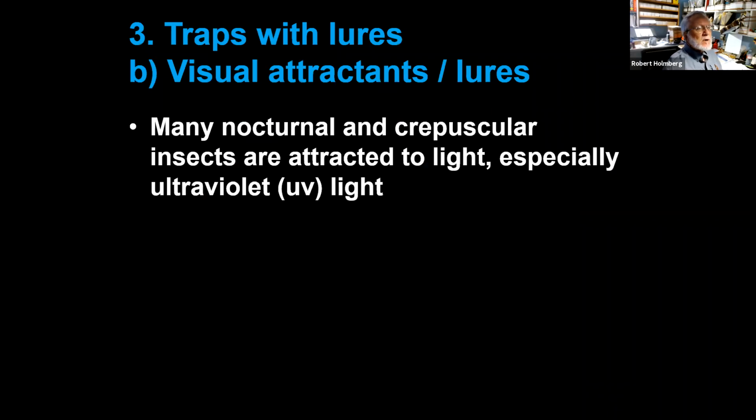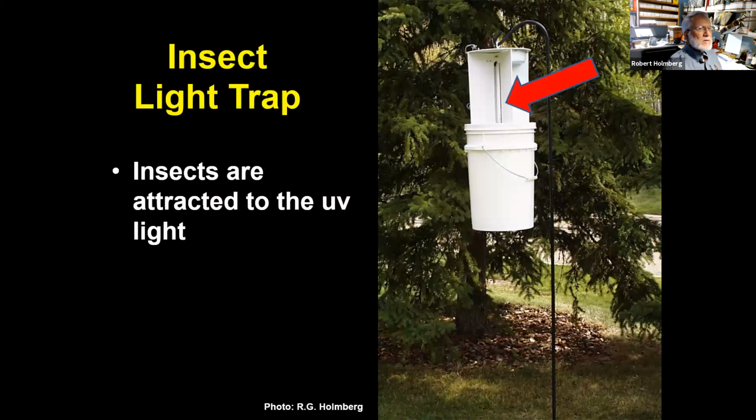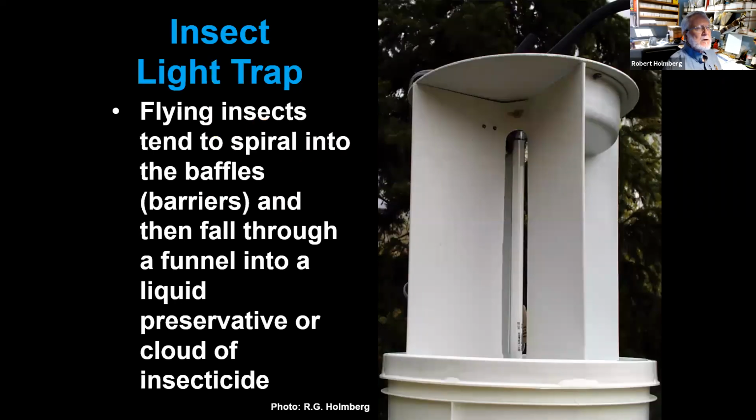Many nocturnal and crepuscular insects, that means insects that fly at dawn and dusk, are attracted to light, and especially to ultraviolet light or UV light. So this is an insect light trap, with a UV light in the center. The insects don't fly straight in. They tend to fly in a decreasing spiral and get closer and closer to the light, circling it, and then they'll hit the baffle, break their momentum, and fall down through a funnel into a collecting container. It could hold preservative or a cloud of insecticide.